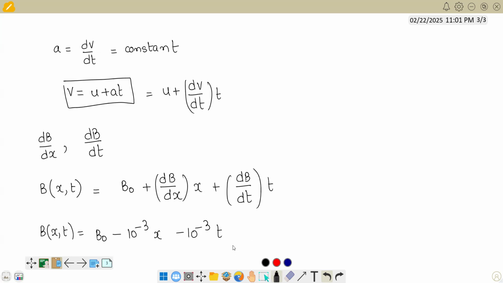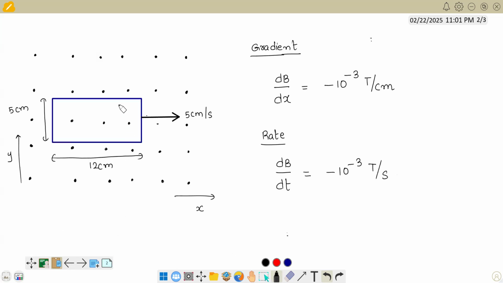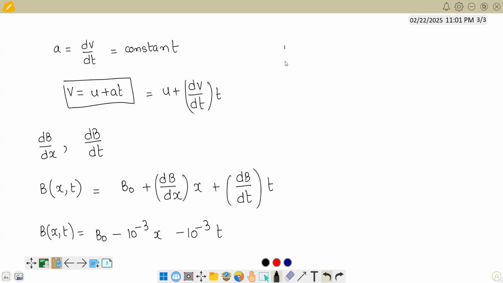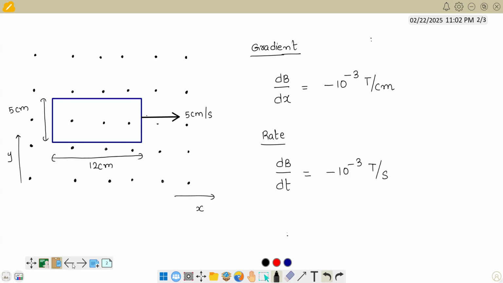Once you get the general expression for B, if you observe this question, the coil is moving, but it is always inside this magnetic field only. Since it is always inside the magnetic field, if I try to find the flux in this problem, flux is B into A, then d phi by dt is simply the area that is experiencing this flux.